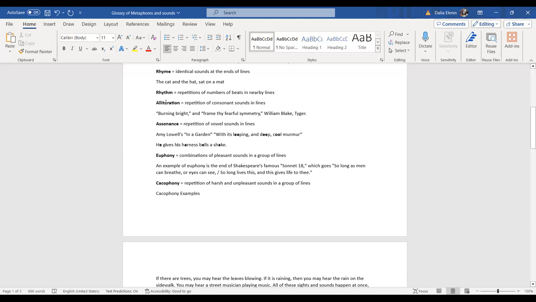Alliteration, I'm really fond of this, and you will see it in many, many poems all over. Alliteration is the repetition of a consonant sound in lines. And please take care of that, because many students make the mistake of just writing any words that are repeated. Look at "burning bright." Which words show the consonant sounds? A consonant sound is not the vowels A, E, I, O, U.